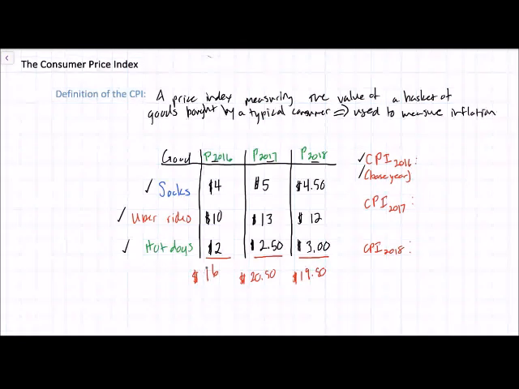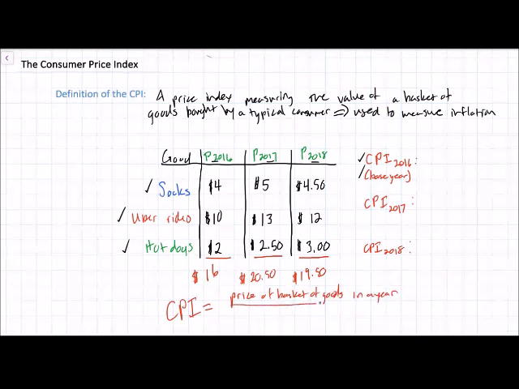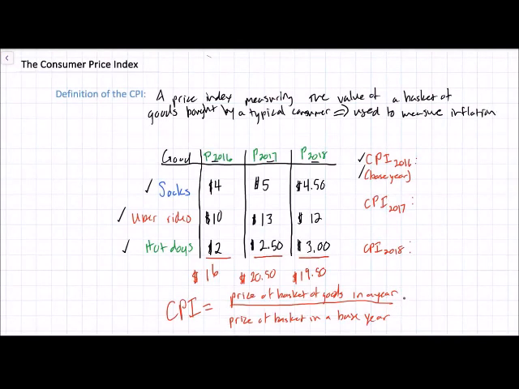What we can do now is calculate the CPIs, or the consumer price indexes, for each of these years. And the formula for the CPI is the price of the basket of goods in 1 year divided by the price of the same basket of goods in a base year. And since we are talking in terms of indexes, we must multiply this by 100 to get our consumer price index. So we can actually go ahead and calculate the CPIs for each of these years now.